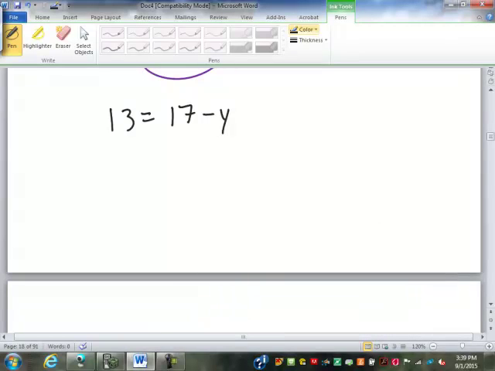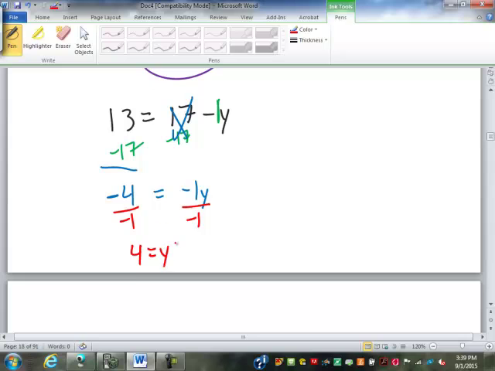So looking at this, where are we going to start? We're going to subtract 17 because it's a positive 17. Remember, we're going to think of this as a -1y. After we subtract 17, 13 minus 17 is -4. What's left on this side? -1y. The 17 is gone. Now what? Divide by -1. So 4 equals y. Any questions?